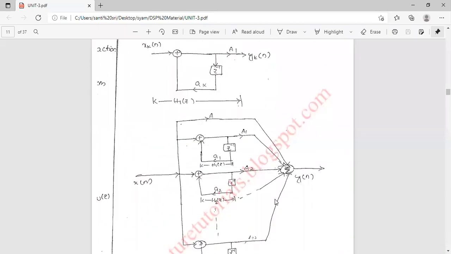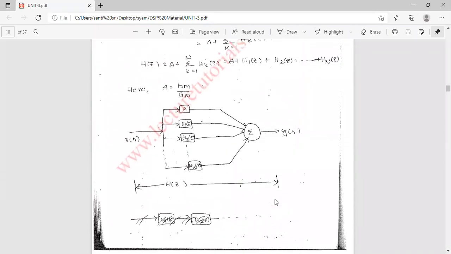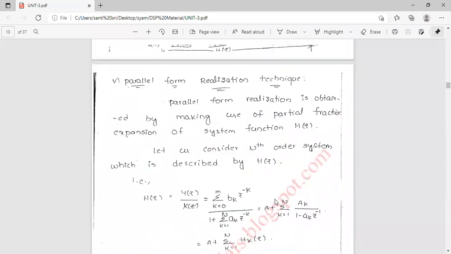So these are the techniques used in realization techniques.